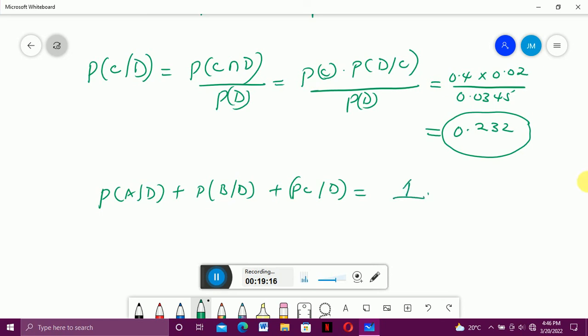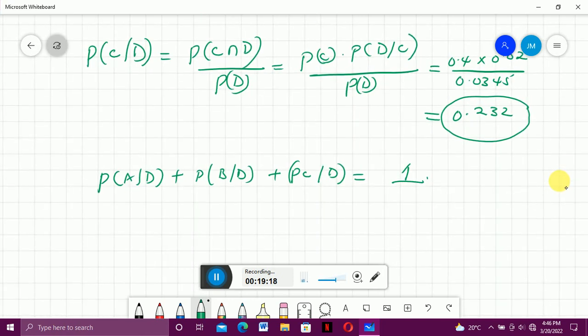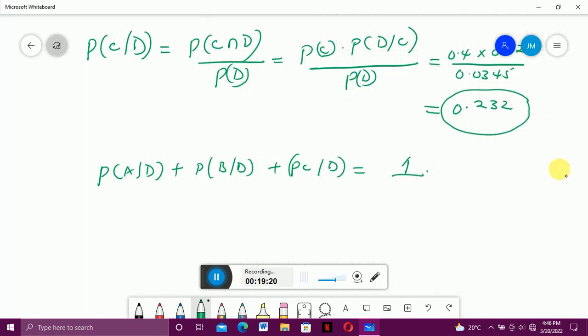So that is how we work with Bayes' theorem to solve problems.